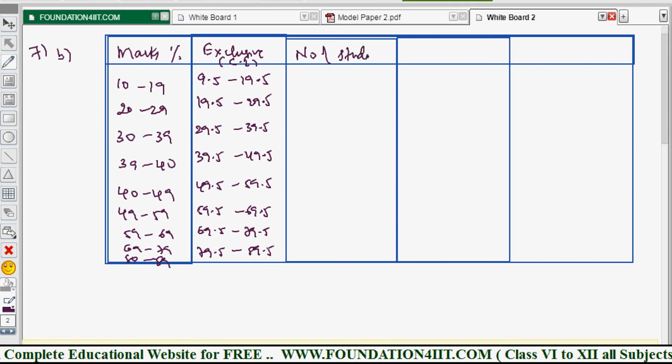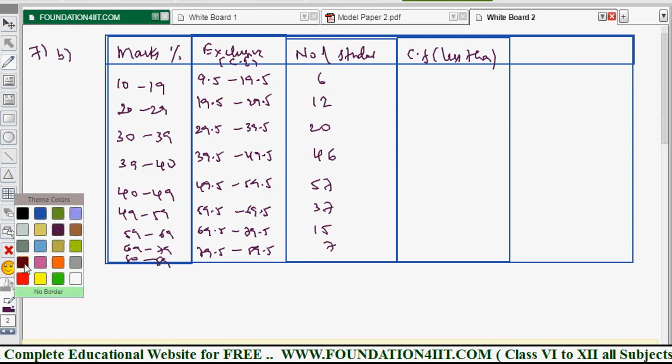And number of students data is given. Number of students is also given in the question, that is 6, 12, 20, 46, 57, 37, 15 and 7. Okay, this is the given data. Then we can write the cumulative frequency, so that is less than. Up to here is given in the question itself.